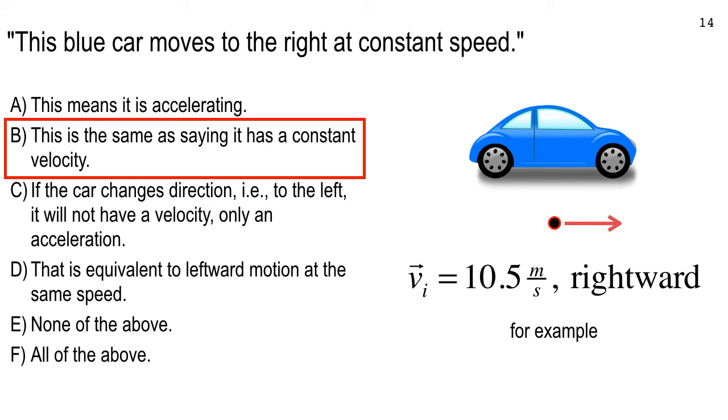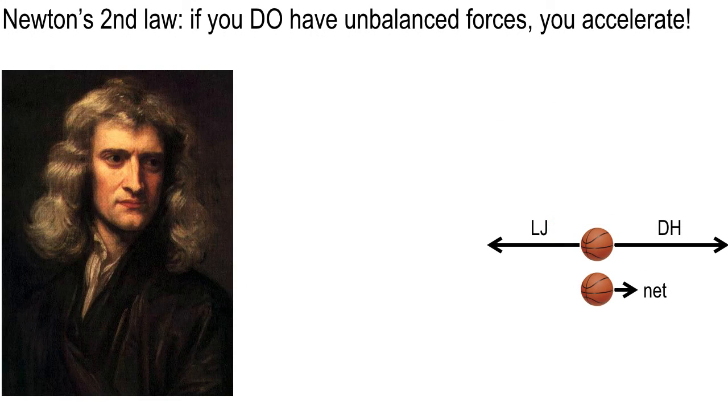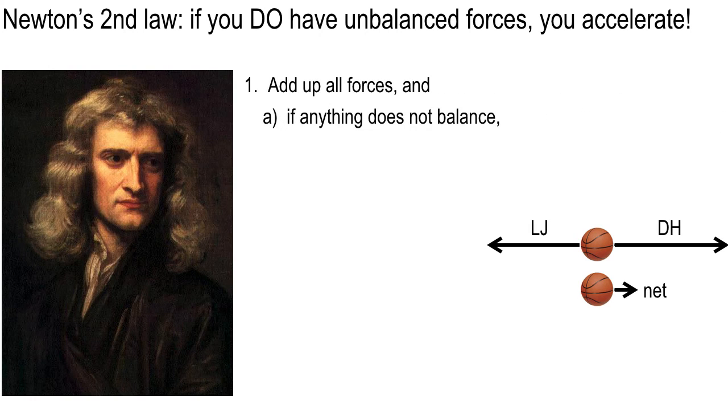All right, now we're going to have some more clicker questions, but first we want to get to Newton's second law. We talked about the first law before. Now, Newton's second law is what happens if you have unbalanced forces. So if LeBron James is pulling to the left and Dwight Howard is pulling to the right and one of them is stronger, one of them is going to win. How do you handle that? Well, that's what Sir Isaac Newton figured out how to do.